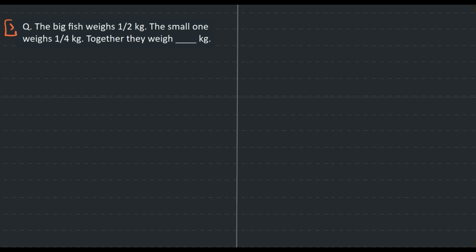The big fish weighs half kg. The small one weighs 1 by 4 kg. Together they weigh... Okay, so we have, yeah, let's analyze the situation.